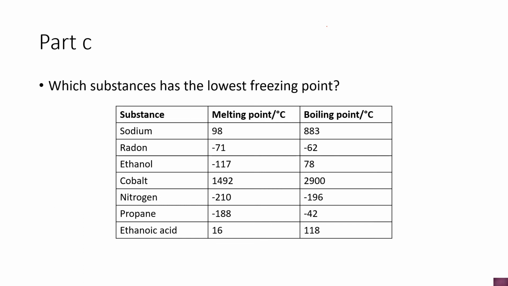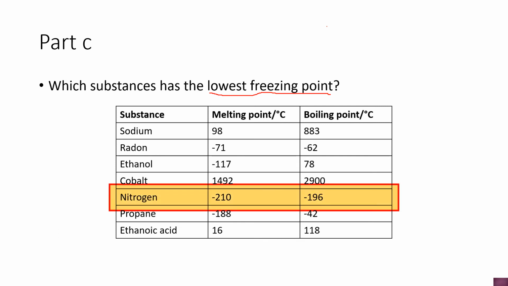Part C. Which substance has the lowest freezing point? Now what is a freezing point, you should know. Yes, freezing point is same as the melting point of the substance, because melting point is when the solid turns to a liquid and the freezing point is when liquid turns to a solid when it is cooled. So the melting and freezing points are the same. So they are asking us the lowest. So you have to take the lowest number from this, which is minus 210.